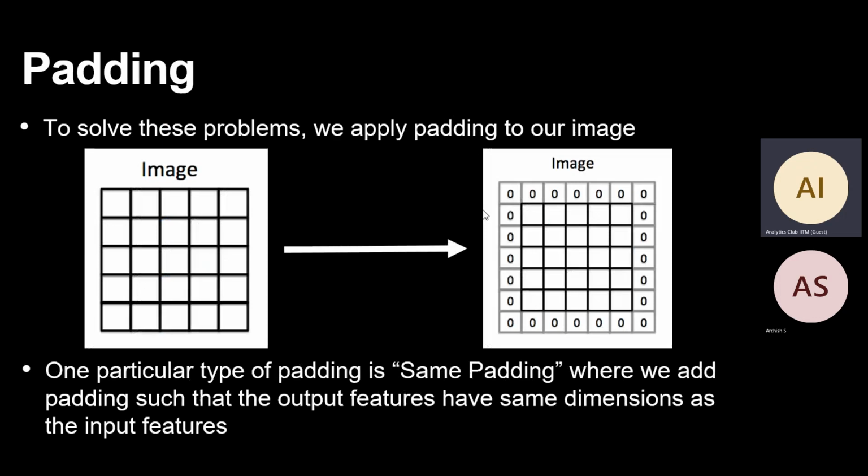Okay, so do you guys have any doubts on kernel, stride and padding?